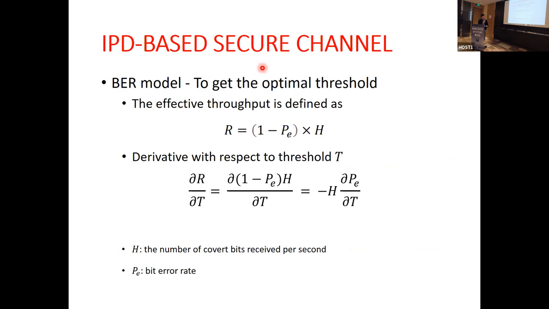To determine the optimal threshold at the receiver, we propose the VR model. Here we show the formula to calculate the effective throughput. Then we take the derivative of this formula with respect to the threshold T. Then we can see it is a function of the bit error rate, PE.